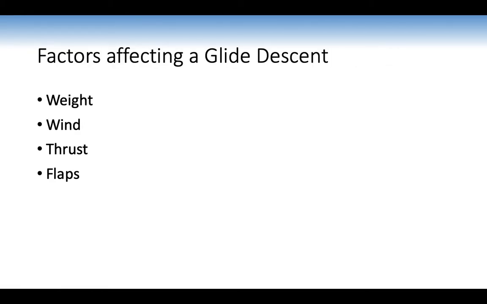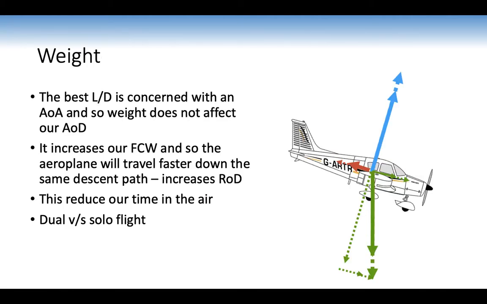So, factors that affect a glide descent. We've got weight, wind, thrust, and flaps. Now we'll have a look at how they affect our angle of descent and rate of descent. We've briefly looked at airspeed. So weight. Remember, this was in our objectives. Best lift to drag ratio is concerned with an angle of attack, and so weight does not affect our angle of descent. It's kind of like a kid versus an adult sliding down a slide.